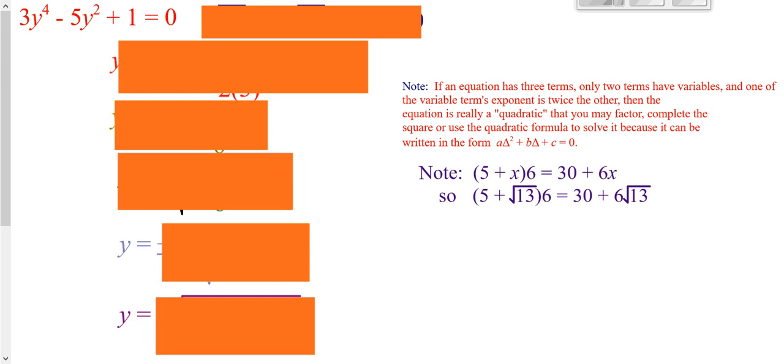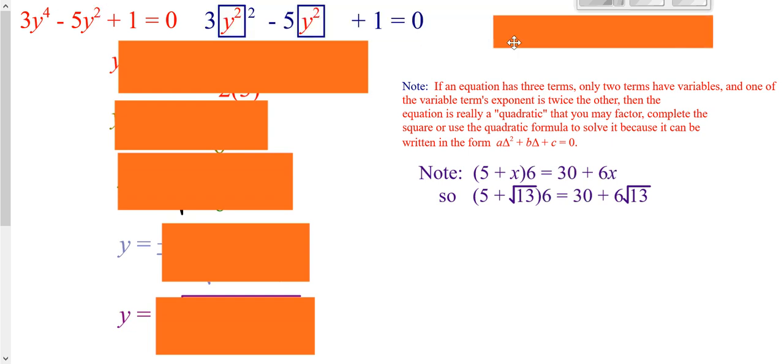So here, this is really quadratic. Whenever you have anything that has 3 terms, 2 terms with variables like the first two, and this exponent's double that exponent, it's really quadratic. So you could put it in the quadratic form. What goes in the box is always the smaller of the 2 exponents.